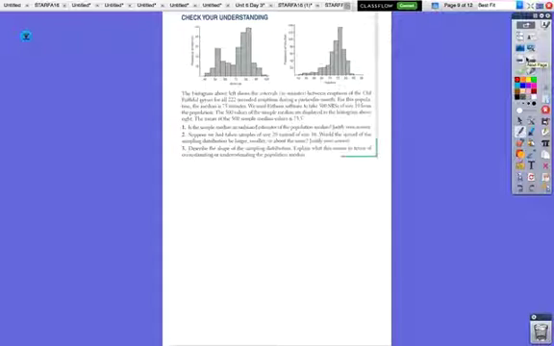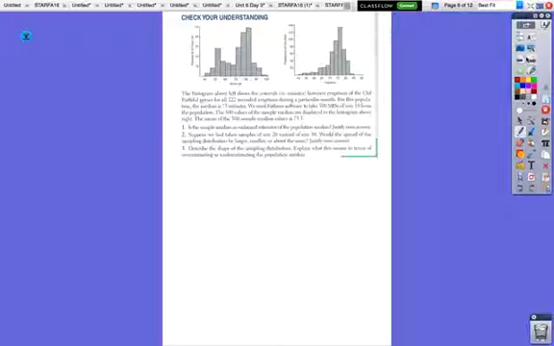So check your understanding to make sure that you have grasped all of that information, and really some examples so that you can see how these work. Number 1 says the histogram above left shows the intervals in minutes between eruptions of the Old Faithful geyser for all 222 recorded eruptions during a particular month. From this population, the median is 75 minutes, so we can see that from the information there.